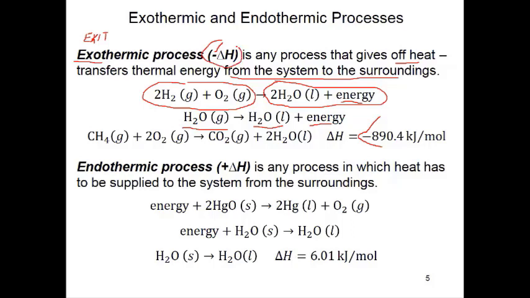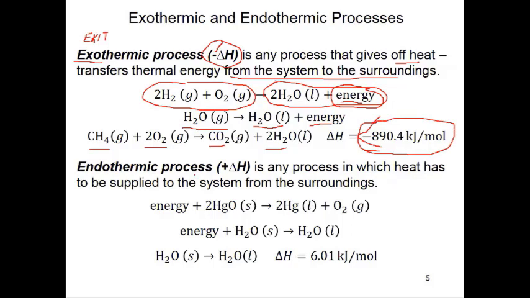So if your delta H is minus, it is exothermic. Methane gas, CH4, burns in the presence of oxygen, gives carbon dioxide and water, and the energy minus means energy will come out. So 2 methods are there. Either the word energy is written on the right hand side, meaning exothermic, or delta H is shown as a minus number, then it is called exothermic.